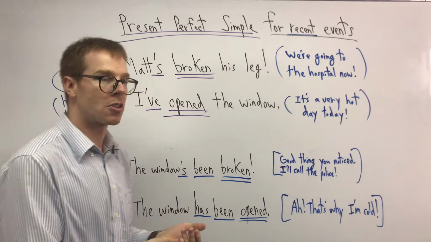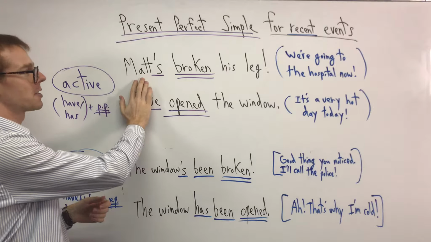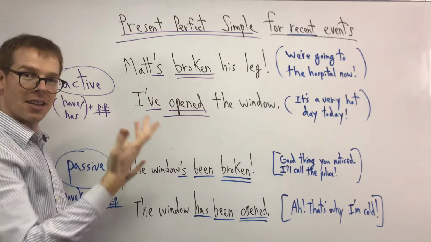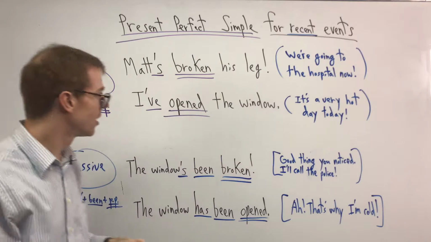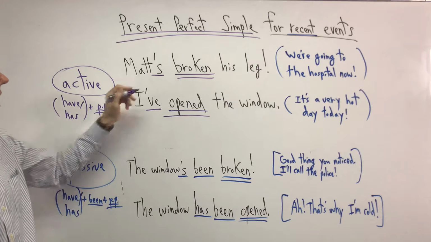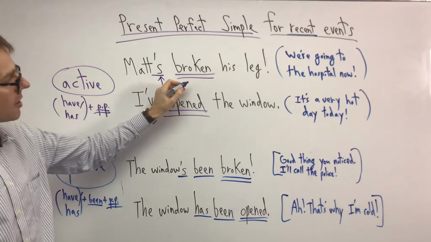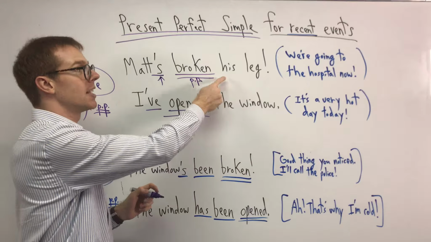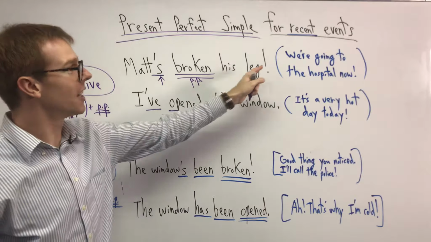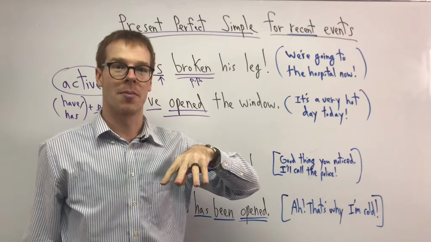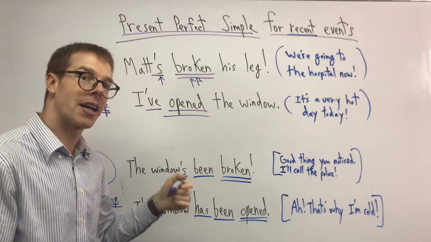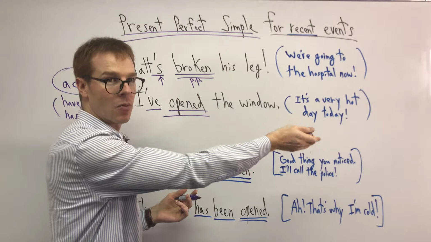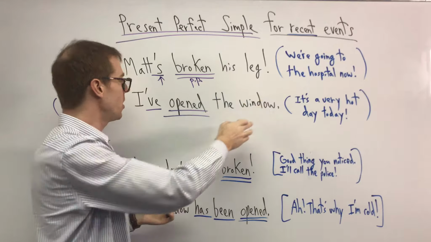Okay, so start here. I have Matt's broken his leg. Matt's broken his leg. So in our normal form, right? Normal form for active, I have, have/has plus our PP, right? Have/has PP. Matt's broken his leg. Oh no, he's broken his leg. We're going to the hospital right now because he's broken his leg. It's something that's happened recently that we have to act on immediately, right? Recent event.